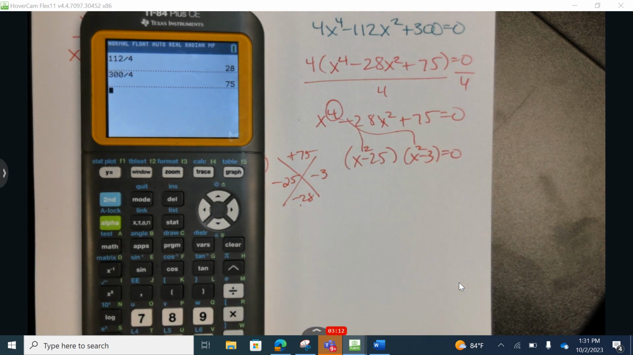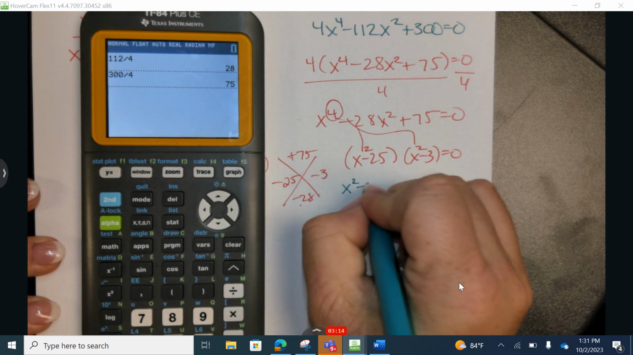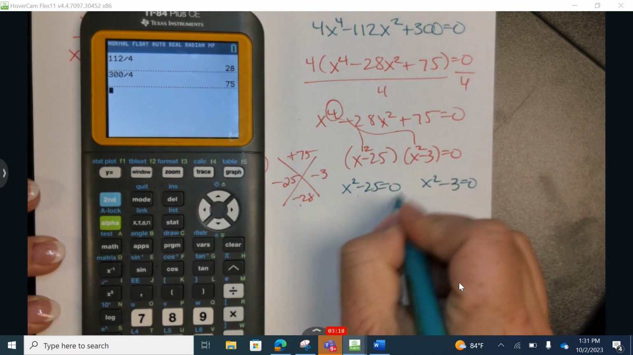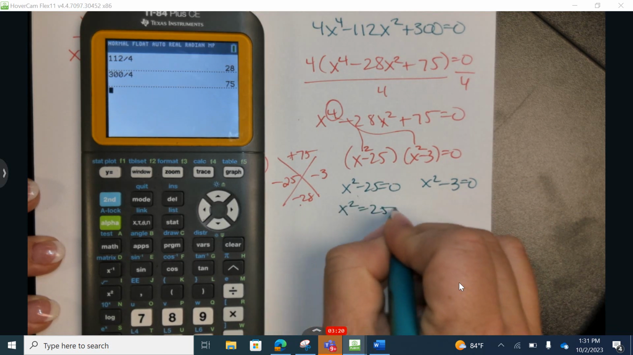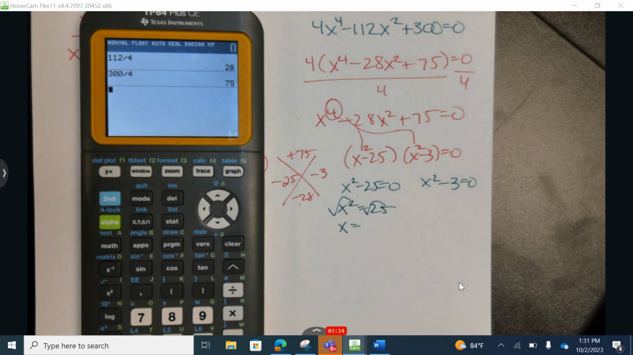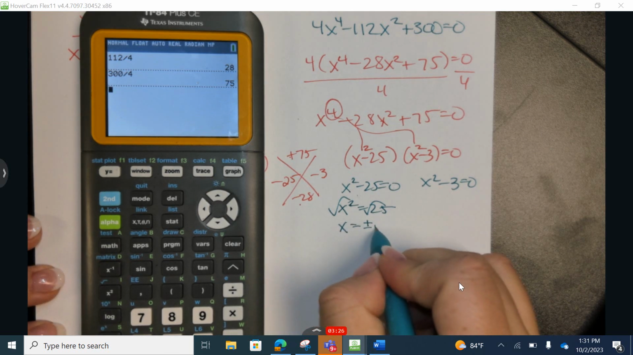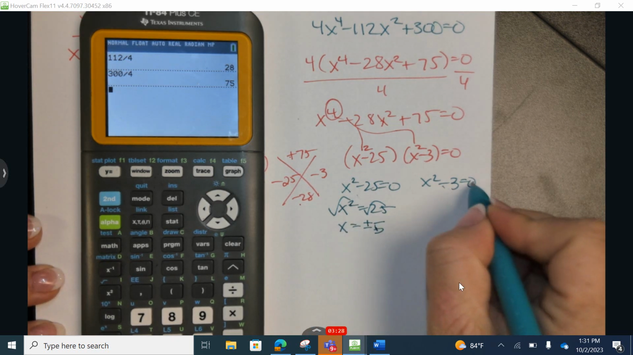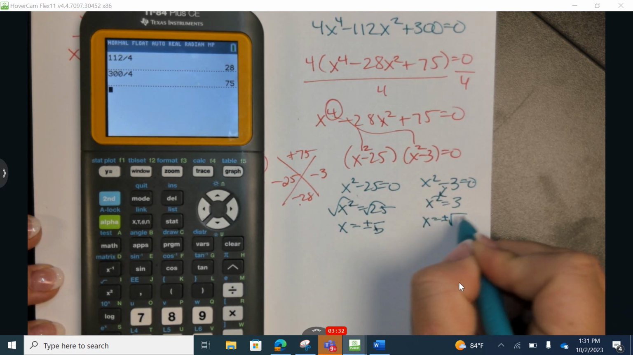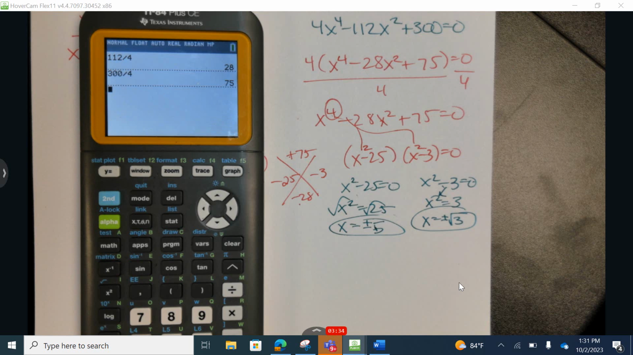I'm going to take each one of those factors, set it equal to 0, and solve. Okay, adding 25 to the opposite side, taking the square root, and I saw literally 50% of the people made small mistakes here and forgot I have a plus or minus 5. Adding 3 to the other side, and I have plus or minus the square root of 3. So there are my 4 real solutions for this example.